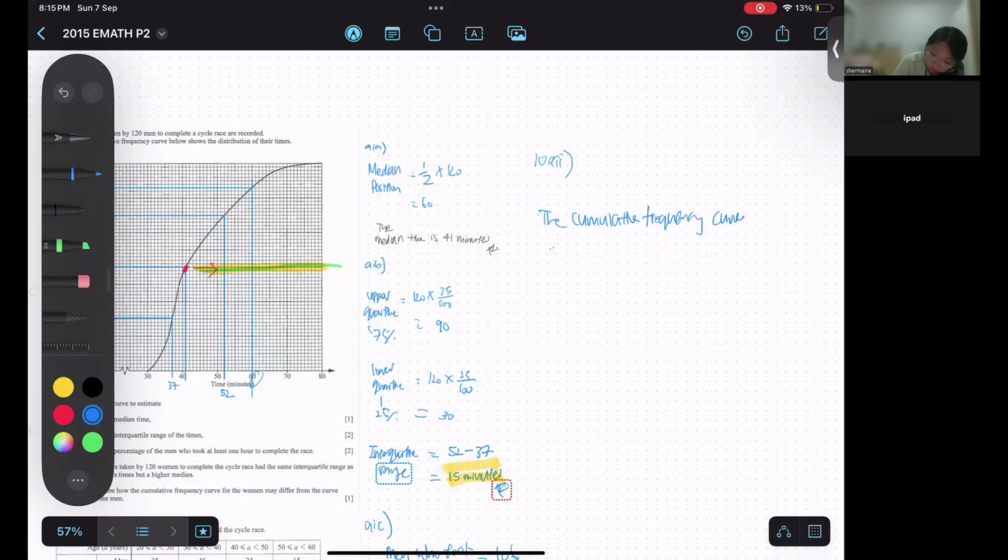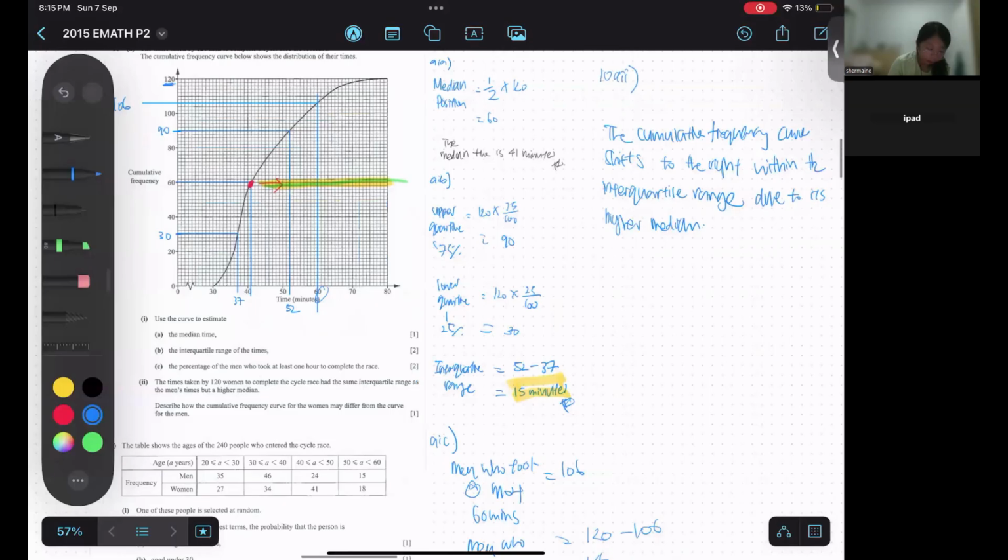Shifted to the right within the interquartile range due to its higher median. Okay, so that is 10A part 2.